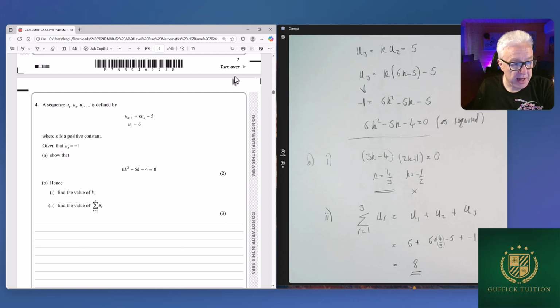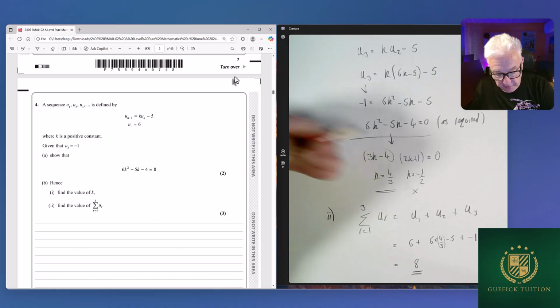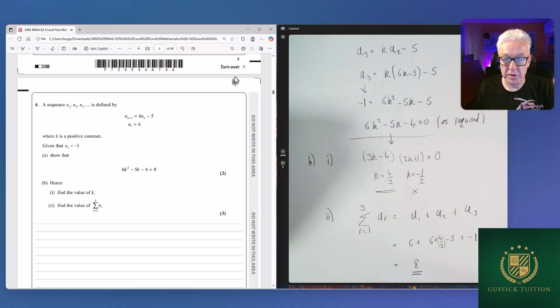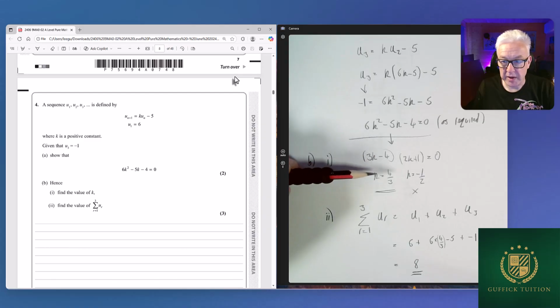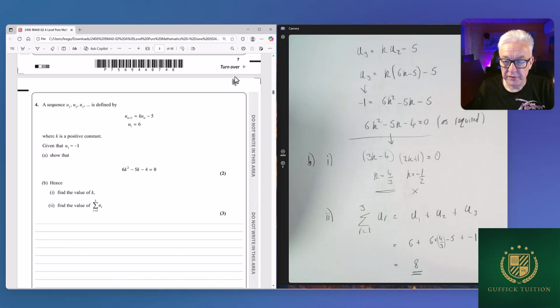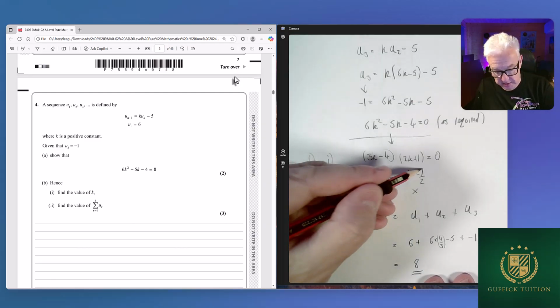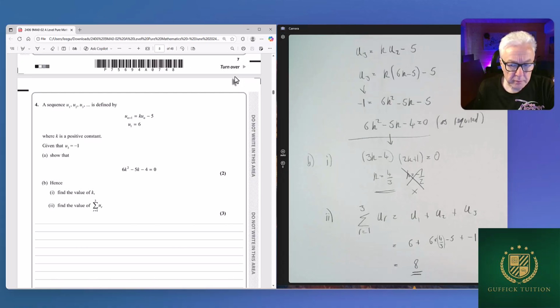Okay, part B, hence find the value of k. I think they're really just implying that we should solve this quadratic. We can factorize it using the method that I discussed before, reverse engineering it from the calculator. And we get 2 possible values of k, 4/3 or minus a half. But the question tells us that k is a positive constant, so we can discount or exclude that value.